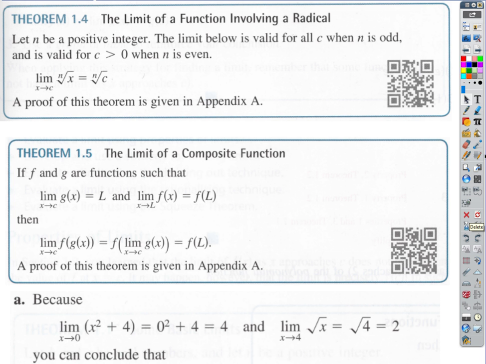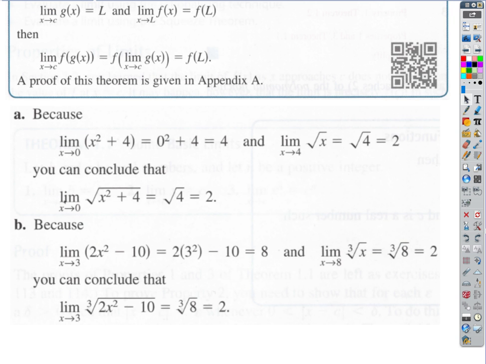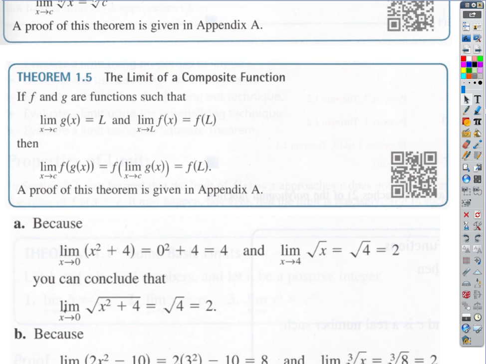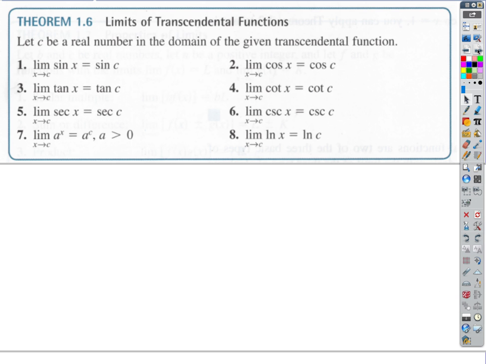It's a lot of talking. Let's look at an example. What if you wanted to find the limit of the square root of x squared plus 4 as x approaches 0? Technically, that's a composition of functions. The inside function is a polynomial, and then you're taking a square root of that polynomial. Sounds complicated, it's not. Just evaluate it directly. Plug in 0 and you get the square root of 0 plus 4, which is the square root of 4, which is 2. Done. So you get the idea. A lot of these are pretty easy.